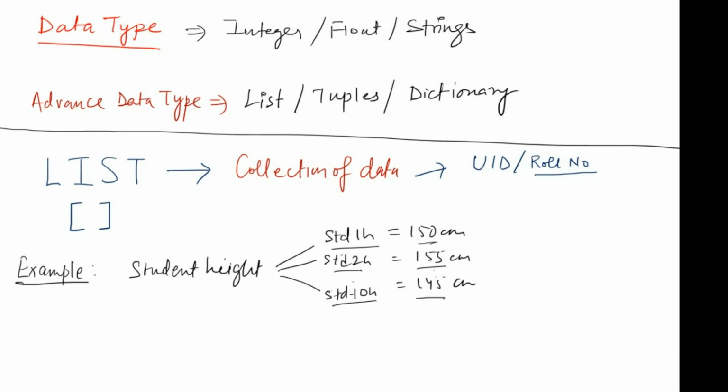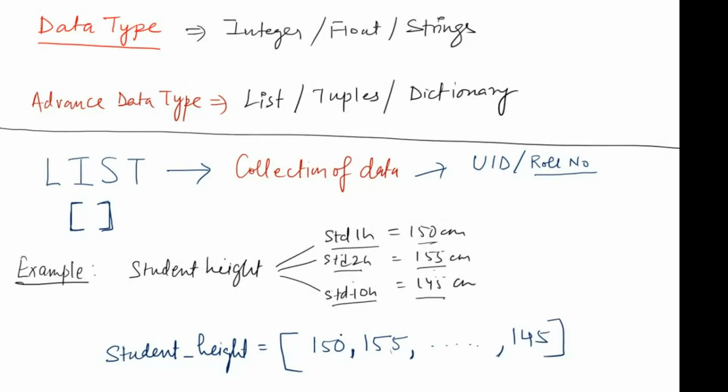I can use one of the data types known as the list, and define one variable. Let me define the variable student_height, and I use the square brackets. I start writing 150, 155, and so on to 140. These values are separated by a comma.